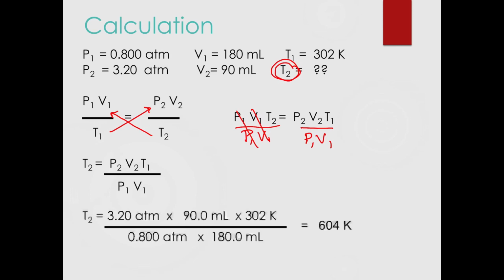But it did ask for our answer in Celsius, not in Kelvin. So we need to subtract 273 to get our answer back to Celsius. Please make sure, again, that you're keeping track of your significant figures throughout this whole thing. Sometimes it gets a little bit tricky.